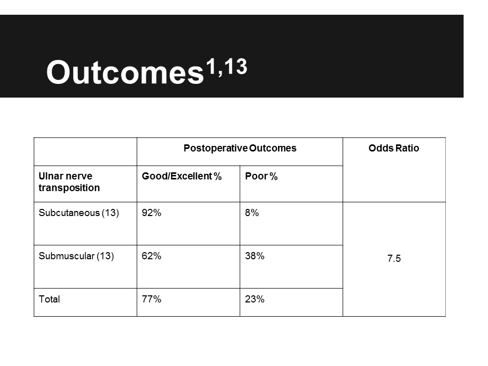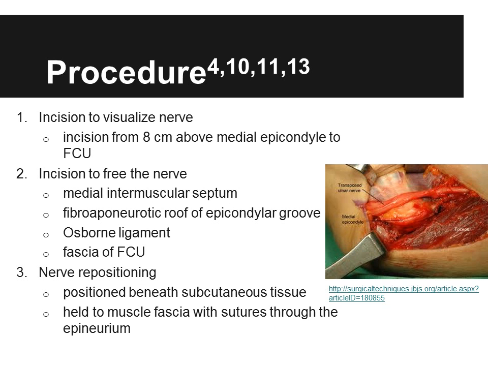These outcomes were graded by the Bishop rating scale, which included ratings of excellent, good, or poor. This chart explains that the subcutaneous ulnar nerve transposition group was associated with excellent to good results 7.5 times more than the submuscular procedure. The procedure included an incision to visualize the nerve, an incision of surrounding structures to free the nerve, and all of those are listed below, and then they would reposition the nerve beneath the subcutaneous tissue.